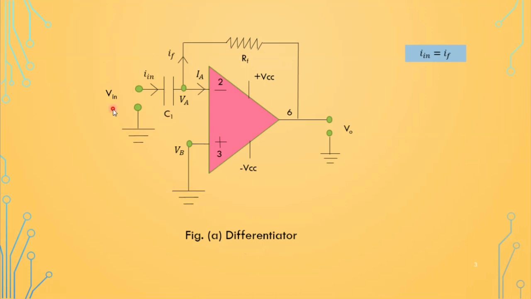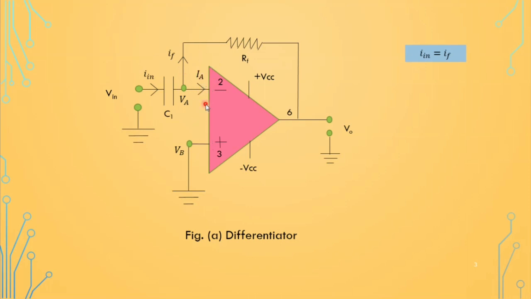So here, V in is applied to the inverting terminal. The current that passes, that is I in, passes through this capacitor C1, and after that it divides into two branches. Some part of the current passes here, that is IA, and some part of the current passes as IF through the RF resistance. But here we have an ideal op-amp, and an ideal op-amp has infinite input impedance.